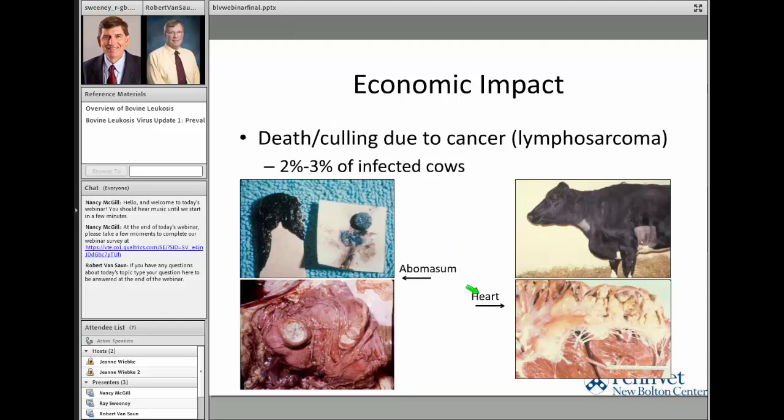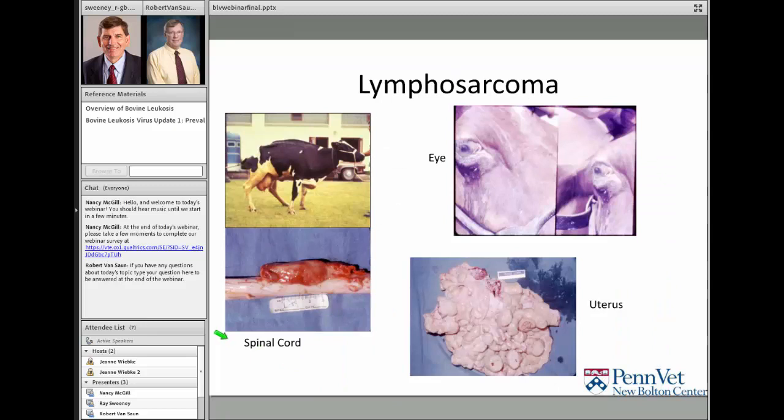Another common site is the heart. So we get these tumor masses in the wall of the heart, and that causes congestive heart failure. And what we see in the cow is brisket edema, bottle jaw, or submandibular edema. They develop fluid around the heart, which in some valuable cows we've tried to tap. But this, again, is usually a fatal disease, infiltration of the heart with tumor masses.